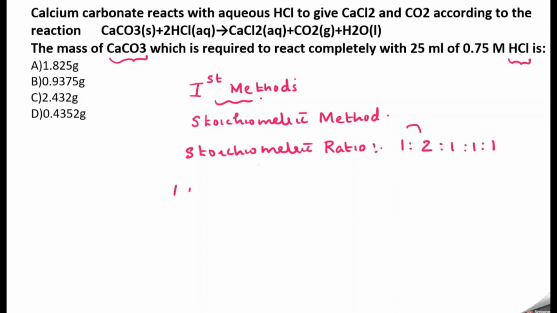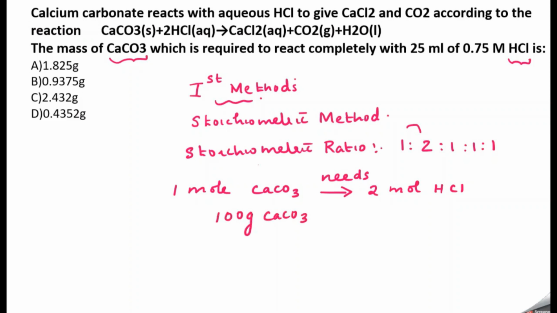So I can say 1 mole calcium carbonate needs 2 mole hydrochloric acid. Now, let us assume they are asking you with respect to mass. I know that 1 mole of calcium carbonate is equivalent to 100 gram. So that means 100 gram of calcium carbonate needs 2 into chlorine 35.5, hydrogen 1, so I can say 36.5 gram of hydrochloric acid.